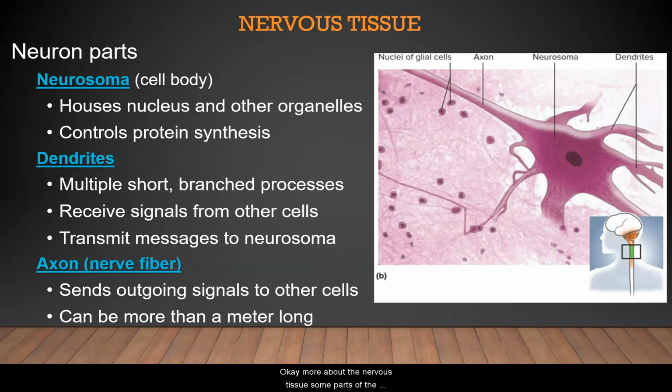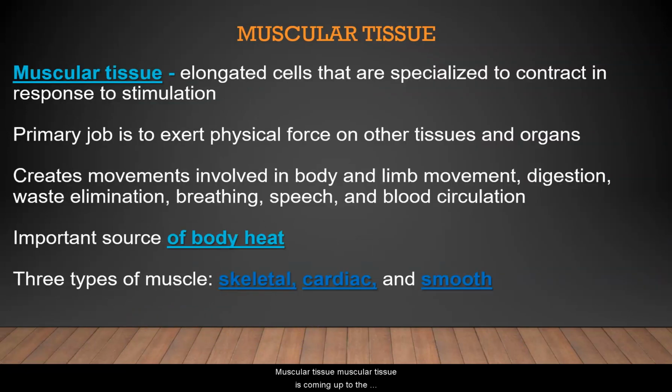Okay, more about the nervous tissue. Some parts of the neuron: the neurosoma, sometimes just called the soma or the cell body, houses the nucleus and other organelles, and it controls protein synthesis with the ribosomes. The dendrites out here are multiple short branches, what are called processes, that help to pick up signals from other cells and then transmit messages to the neurosoma and then down the axon, or the nerve fiber. It sends those signals to other cells and can actually be more than a meter long. It's really, really impressive.